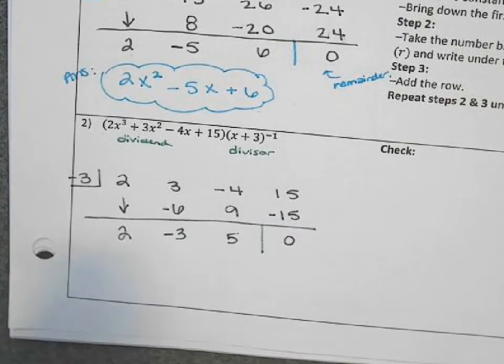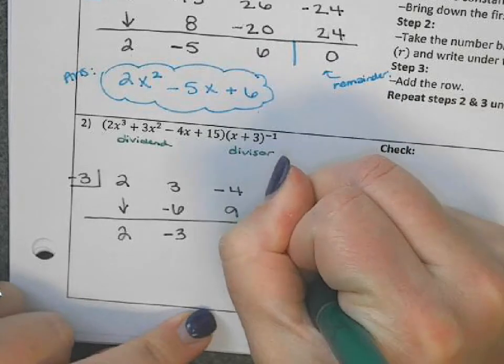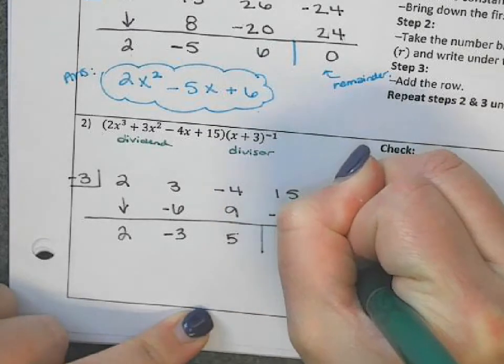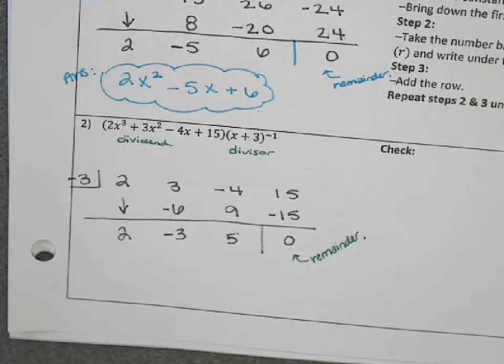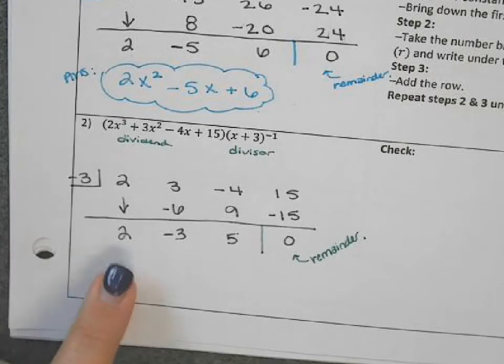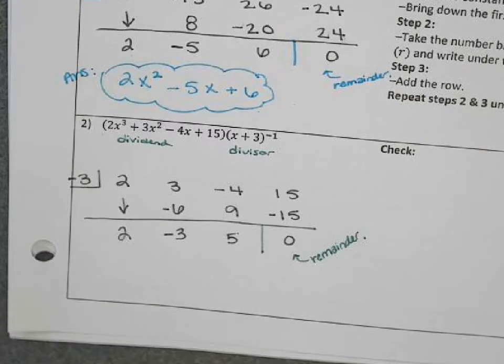I like to put a line there so I remember that this here is my remainder. I want you to try to take that answer and write it as your actual answer, because your answer is not 2, negative 3, 5. Your answer is a polynomial. What polynomial is that answer? How are we going to write it? When you think you have it, raise your hand.